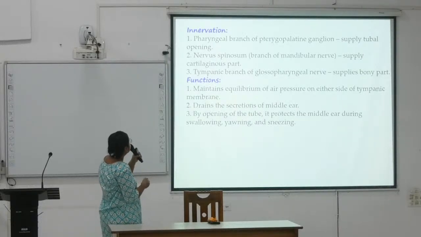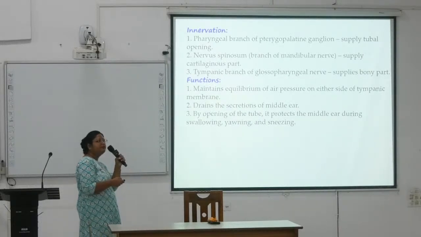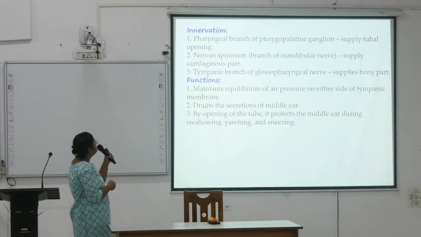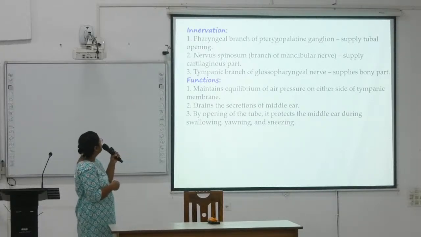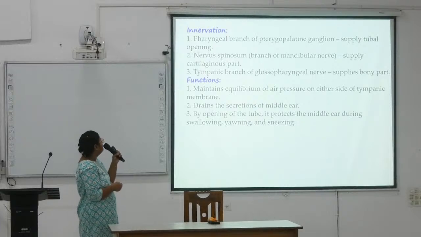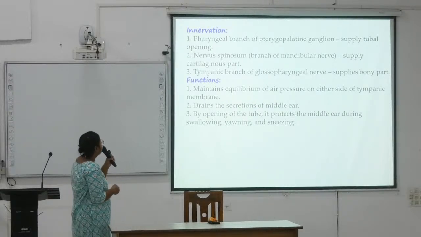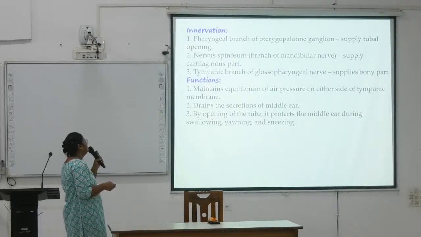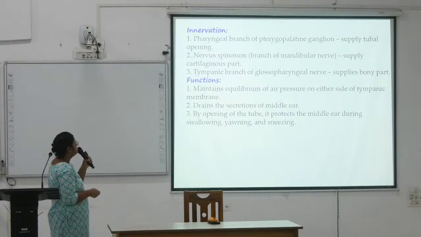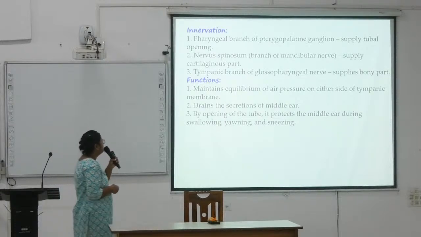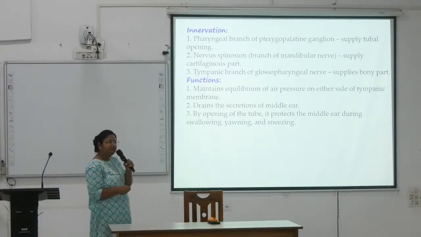Innervation: the pharyngeal branch of the pterygopalatine ganglion supplies the tubal opening. Nervus spinosus, which is a branch of the mandibular nerve, supplies the cartilaginous part, and the tympanic branch of the glossopharyngeal nerve supplies the bony part. Functions: it maintains equilibrium of air pressure on either side of the tympanic membrane and drains the secretions of the middle ear. Functions are very frequently asked.